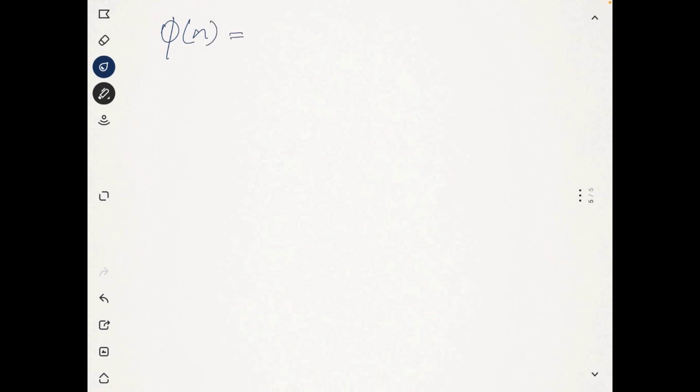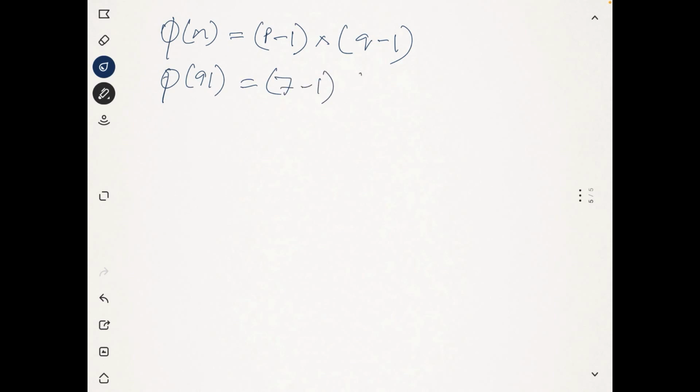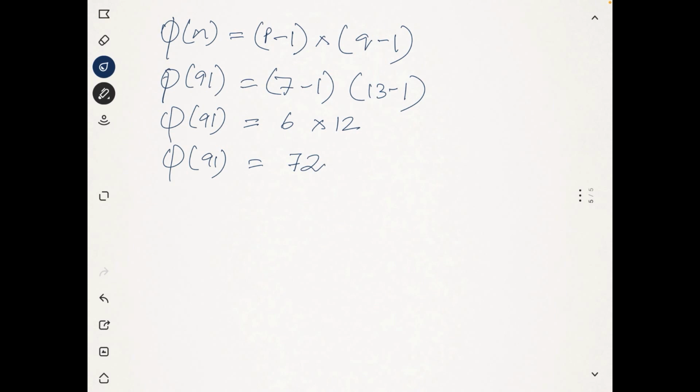Well, let me begin. So phi of n, the Euler function denoted by phi, is p minus 1 multiplied by q minus 1. So phi of n, or the Euler totient function, is phi of 91 in our case, because n was 91. P was 7, so 7 minus 1 multiplied by q was 13 minus 1. So it will be 6 multiplied by 12. So phi of 91 is equal to 6 into 12, which would be 72. Alright, so we got another number of significance.